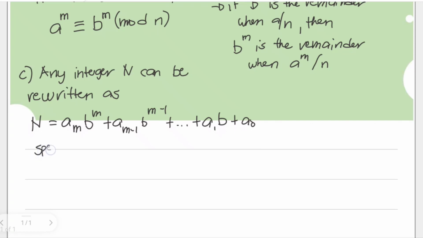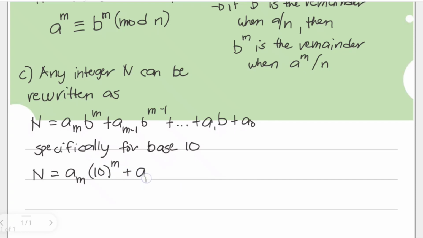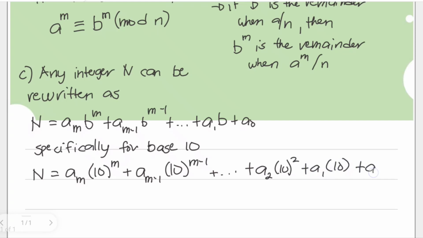Specifically, using base 10, we can say that an integer can be written as a sub m, this is the digit, times 10 to the power of m, plus the second digit times 10 to the power of m minus 1, plus dot dot dot, plus a sub 2 times 10 squared, plus a sub 1 times 10, plus a sub 0 times 10 to the power of 0, which is just simply 1. So any integer can be written like this with base 10.